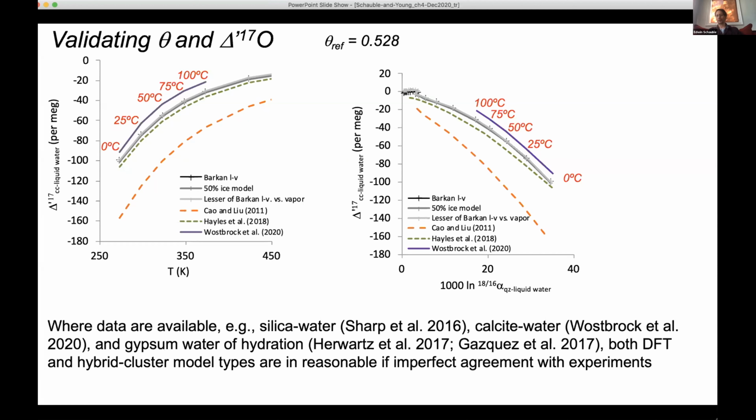I've just put it there because I've seen it cited a little bit in the literature. In their paper, Cao and Liu made a bunch of models of carbonate, and they actually made a model of just a gas phase carbonate anion. That model does really well. It actually matches up quite nicely with the models in the gray here and pretty well with the experimental data.